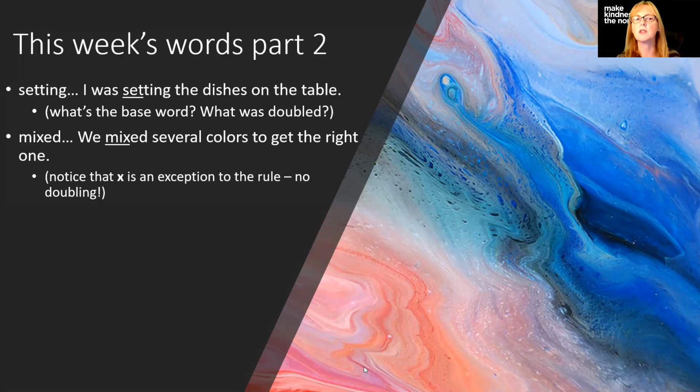Mixed. We mixed several colors to get the right one. Now, notice that X is an exception to this rule. We are never going to double the letter X. That simply doesn't happen in the English language. So this actually breaks the rule, because we have a one syllable word, mix, one short vowel, i, and one consonant following that, which is the X. We're not going to double it because X never gets doubled.